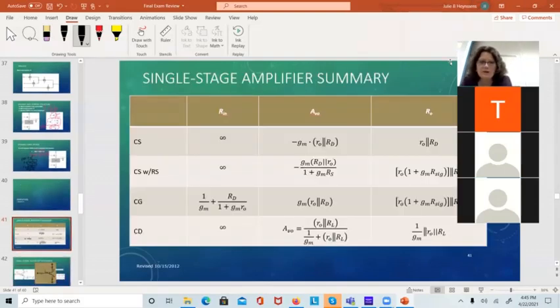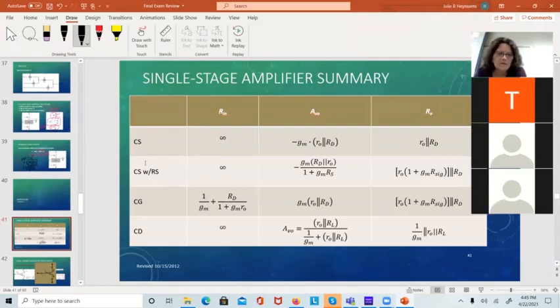This can get you far. If you can identify whether it's a common source with source resistance, a common gate, or a common drain, I've got a chart here that tells me what the input resistance is. If it's a common gate, the input resistance is really hard to figure out. It also tells you what the voltage gain is and what the output resistance is.